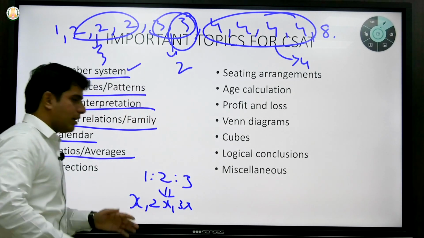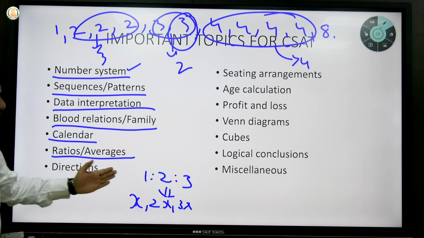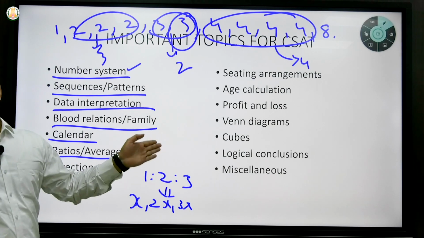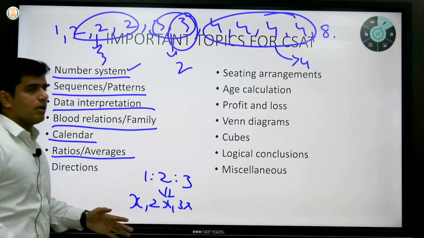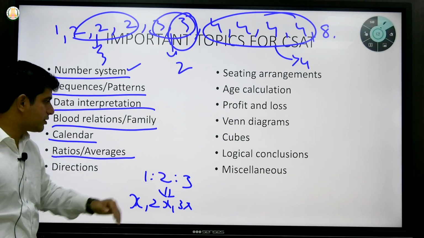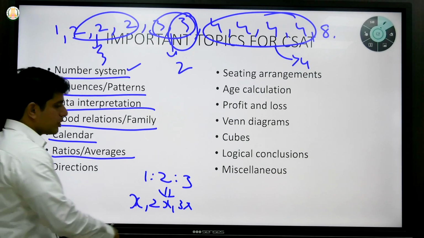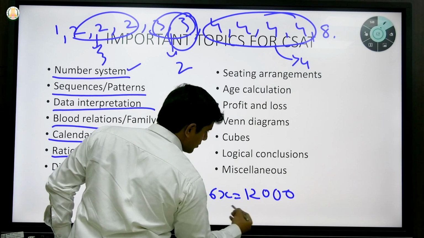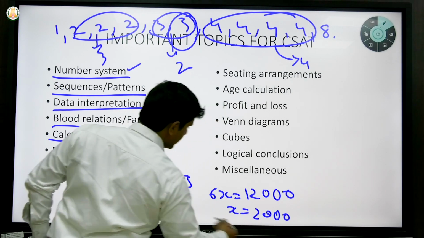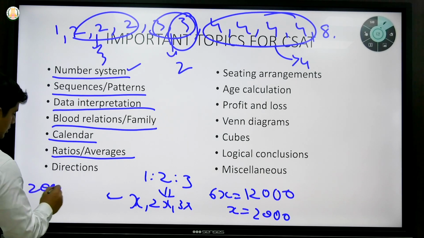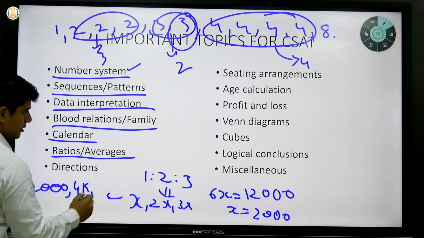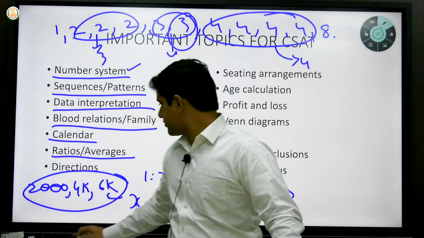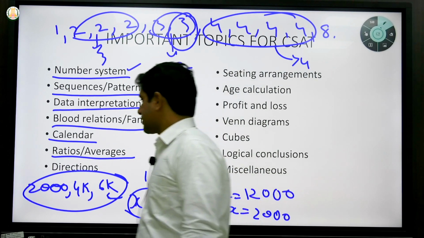Let's say now he says, for example, the salaries of 3 persons are in the ratio 1 is to 2 is to 3. The total amount of salary that they are getting is 12,000, and find out each member's salary. So here, 1 is to 2 is to 3, so assume their salaries are x, 2x, 3x. The total salary would be x plus 2x plus 3x, which is 6x, and he's telling the total is 12,000, so x will be 2,000. So the individual salaries will be 2,000, 4K and 6K. These will be the options also. So always assume this, and then you can solve the question.